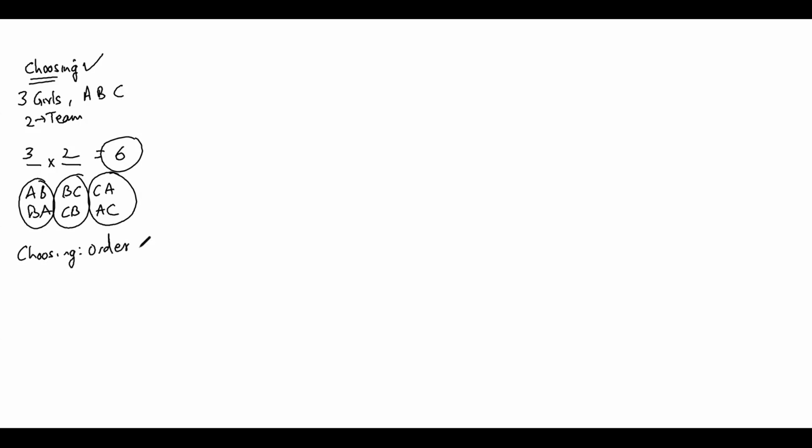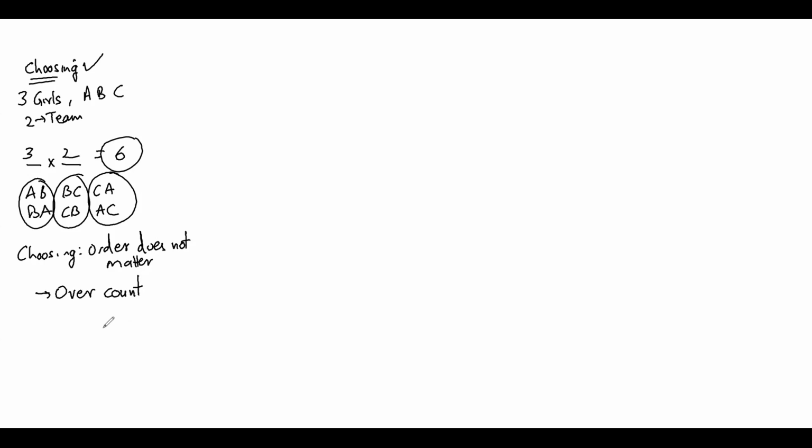The order in which you choose someone actually does not matter. But in arranging, the order does matter. Because if you give someone the first prize, or if you give someone the third prize, that is different than giving the same person the third prize and the other person the first prize. So when the order does not matter, you overcount. So you have to account for that overcounting.